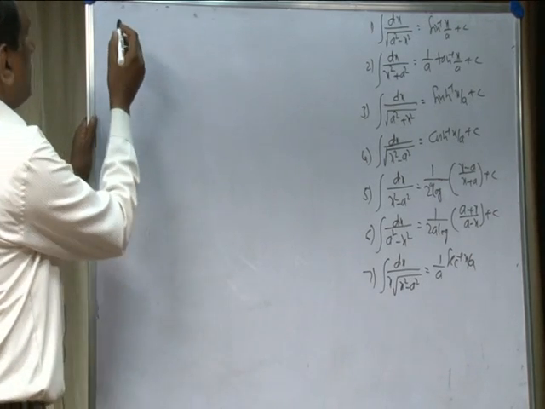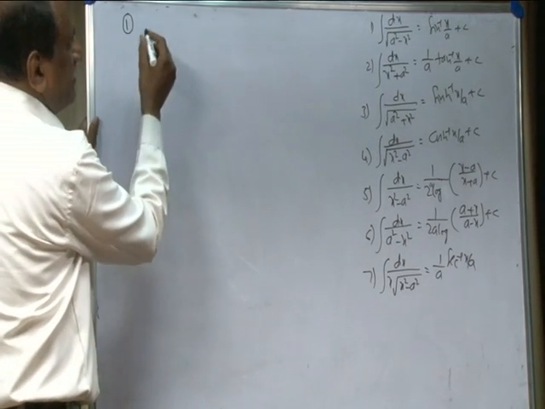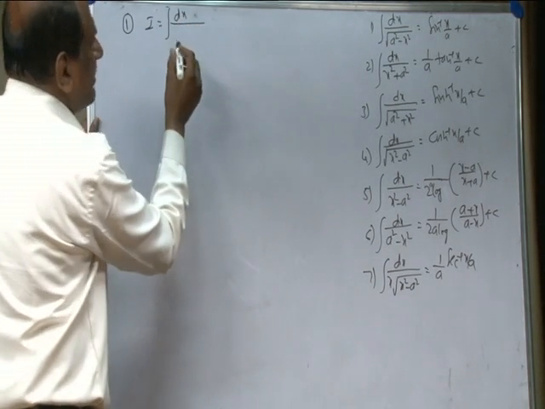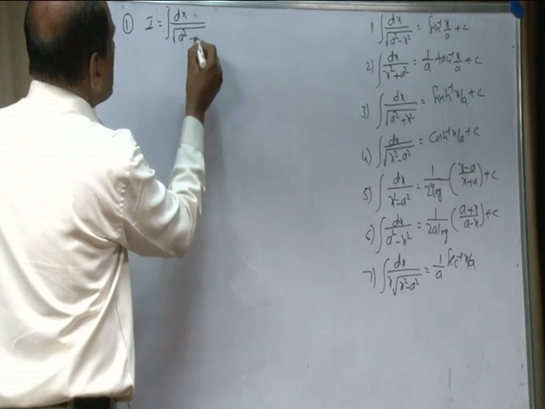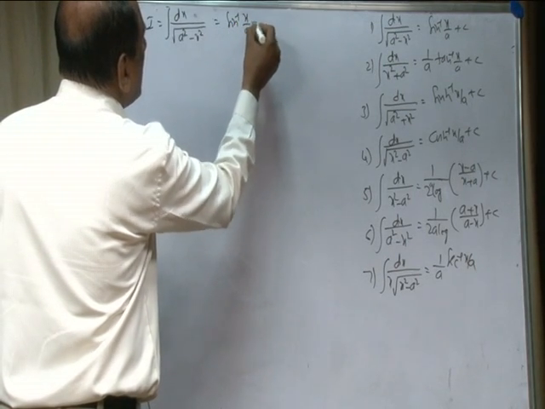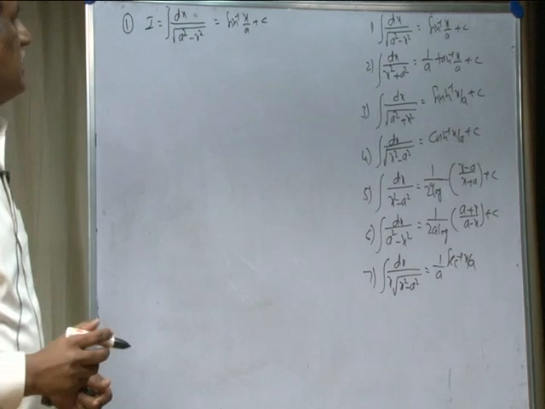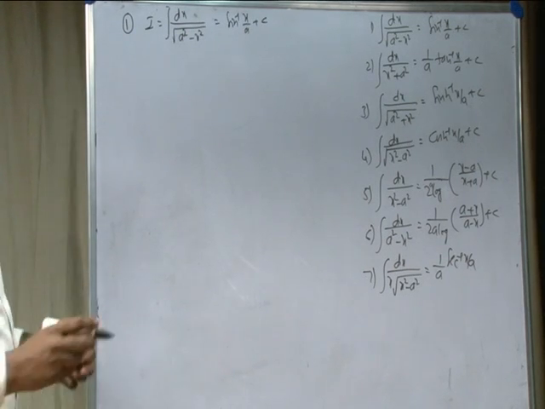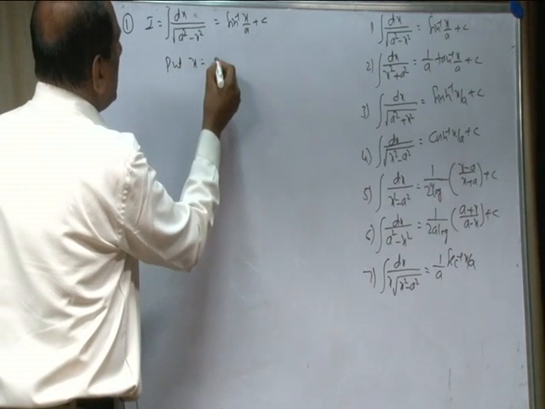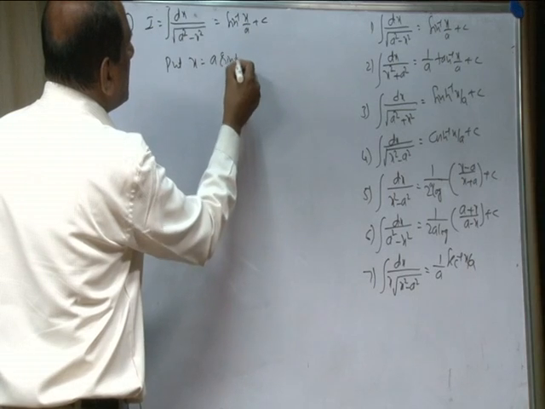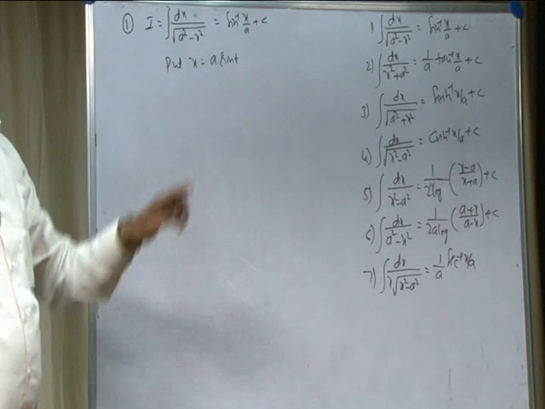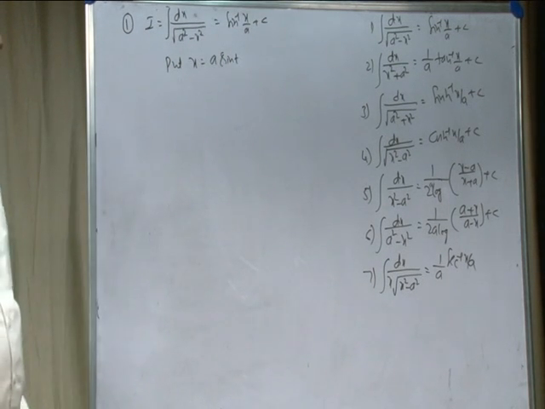See here, first how to prove the first result, that is I is equal to integration of dx divided by root of a square minus x square is equal to sin inverse x by a plus c. How to prove this result? Take the substitution. Put x is equal to a sin t. Why do we take x is equal to a sin t? Because the result is a sine form, that is sin inverse x by a.